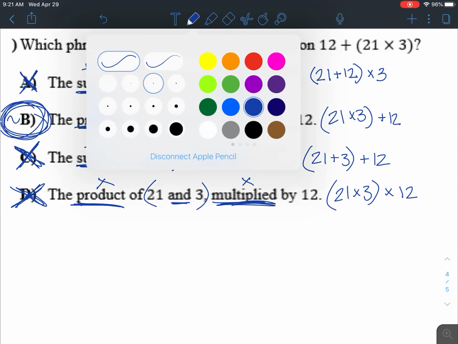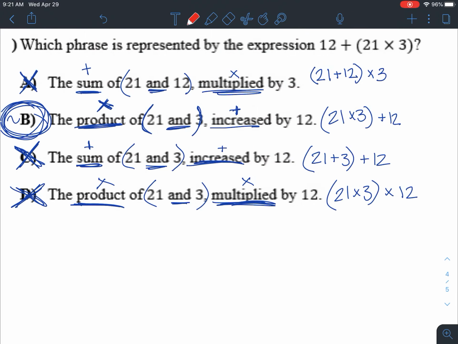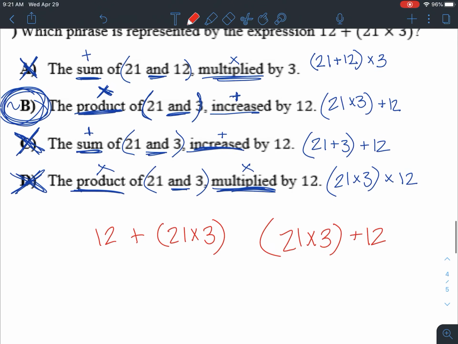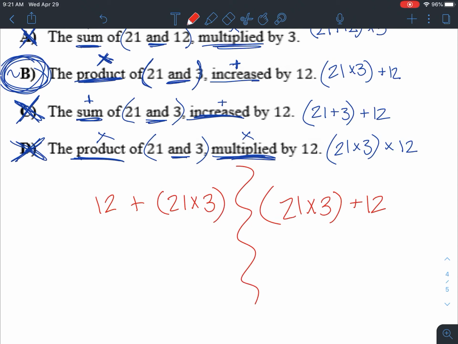And let's just double check because I know that there may be some confusion with the plus 12 or the 12 plus. In the original expression, we have 12 plus 21 times 3. The answer that we got is 21 times 3 plus 12. When I am solving either of these expressions, what should I do first according to GEMDAS? That's right. I should do the grouping first. So either of these problems, I would do the 21 times 3.